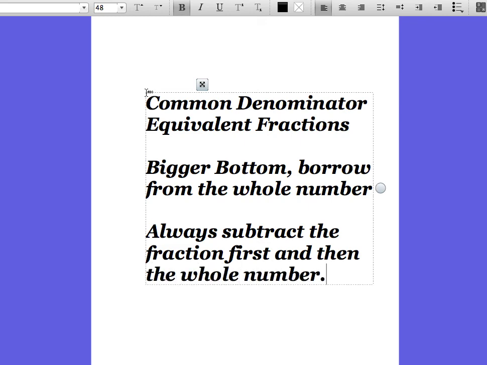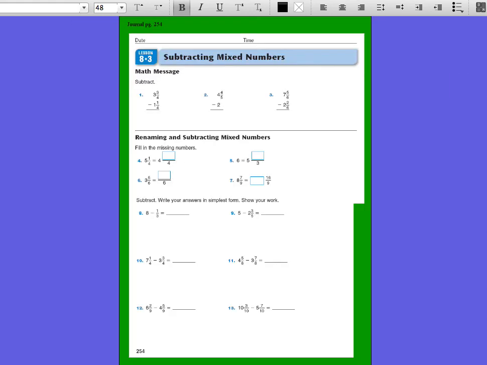Those are a few steps that are going to be helpful to you as you are working on your math journal pages. Good luck as you get started.